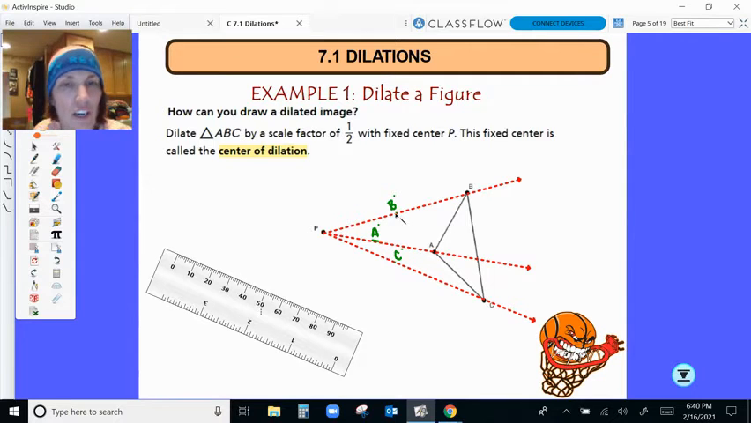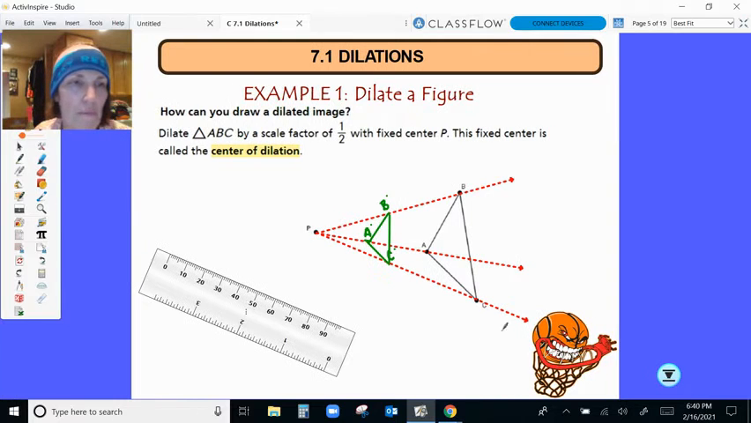Okay? Now all I have left to do is grab my segment here, and just finish connecting the dots. So from my A prime to B prime, if I can get it there. I think that's it. My C prime to B prime and my, I'm sorry, I grab this guy here. C prime, and then my A prime to C prime, and there's my A prime, B prime, C prime. That is 1/2 the size of my ABC. Okay?